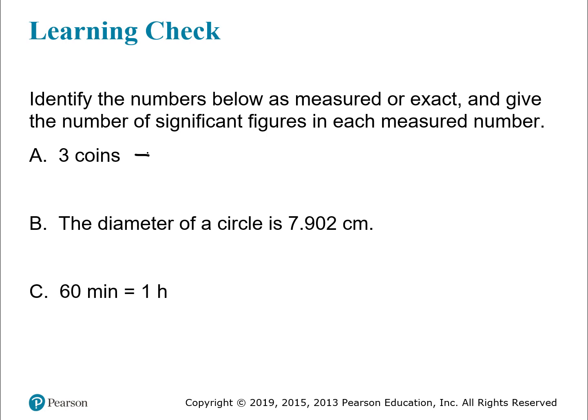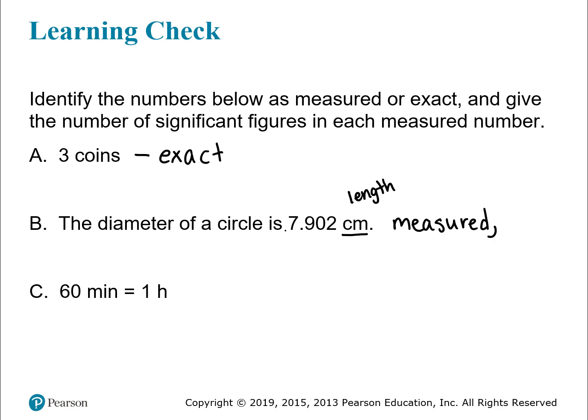A, we have 3 coins. Coins are something that you can count. That's exact. We don't need any kind of an instrument to get that number. The diameter of a circle is 7.902 centimeters. That's definitely a measured number. One of the hints is, look at the units. Centimeters, that tells you that it's a length. And length is a type of measurement. So we can count significant figures.